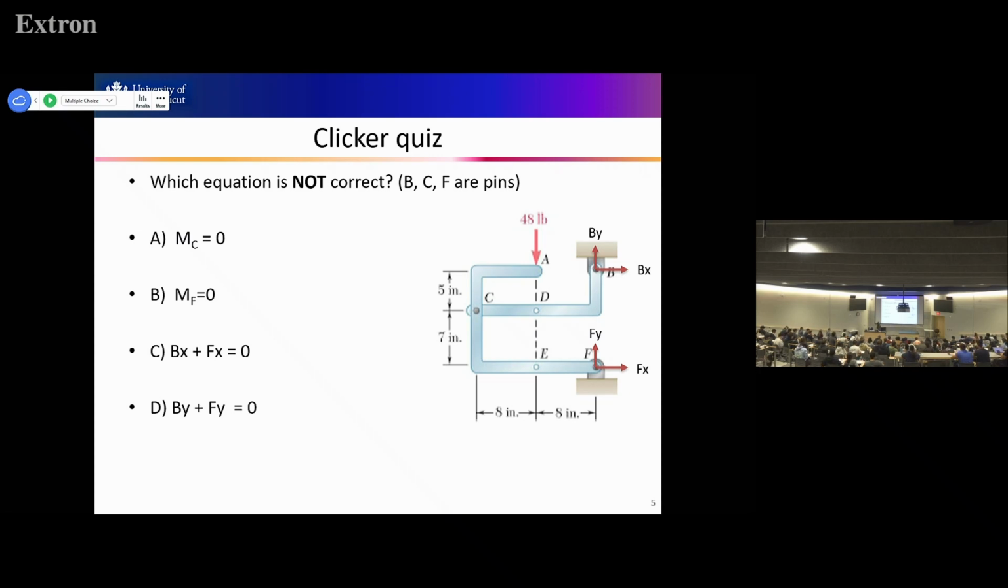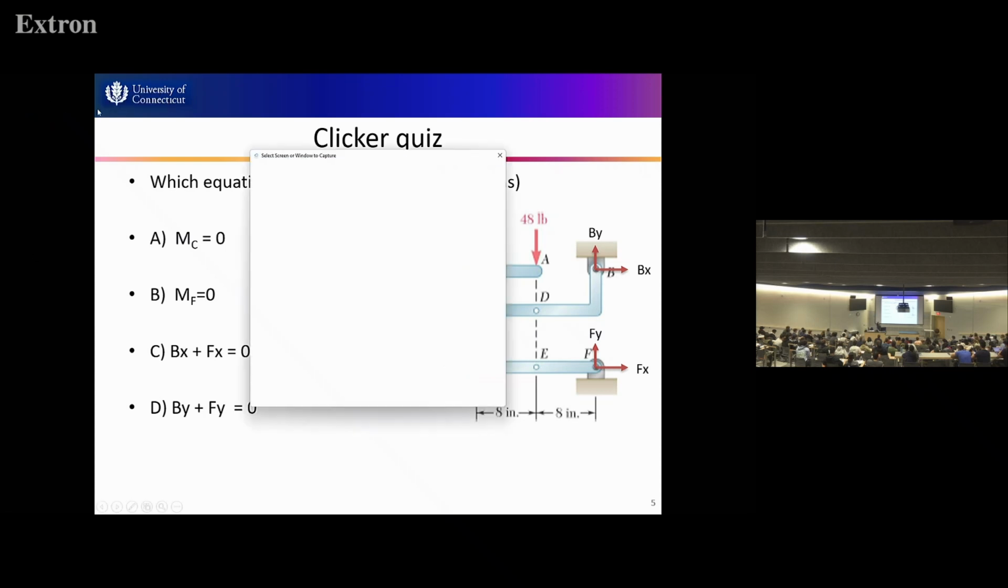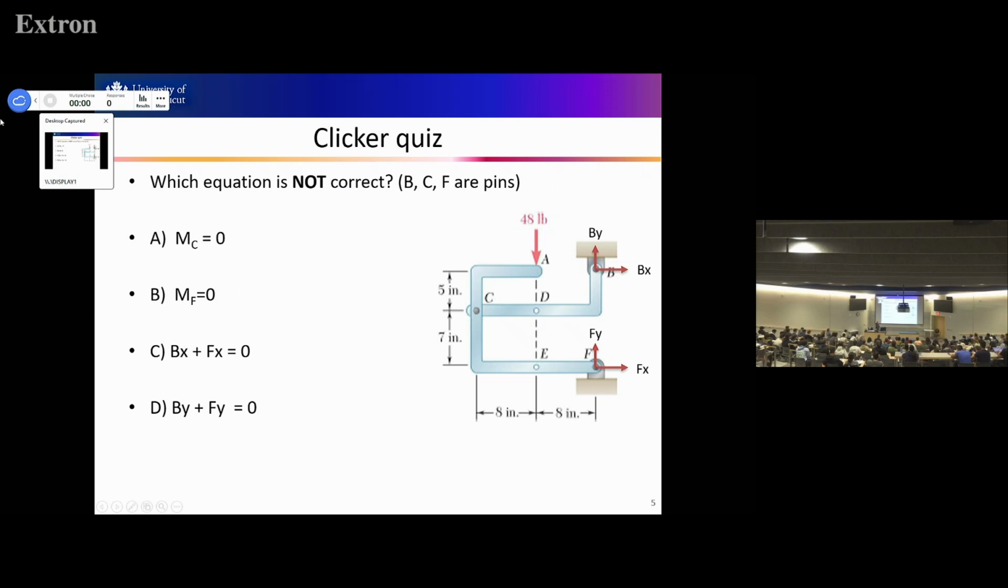Okay, then this is the only clicker quiz today, so I'll give you a little more time to complete. For this problem, which equation is not correct? There are 2 frames, and C is a pin, B and F are also pins. Let's start the clicker quiz. The first one is moment at C equals 0, moment at F equals 0, and then sum of Fx, Bx plus Fx equals 0, By plus Fy equals 0. Which one is not correct? Feel free to discuss with your peers, and I'll give you 1.5 minutes.